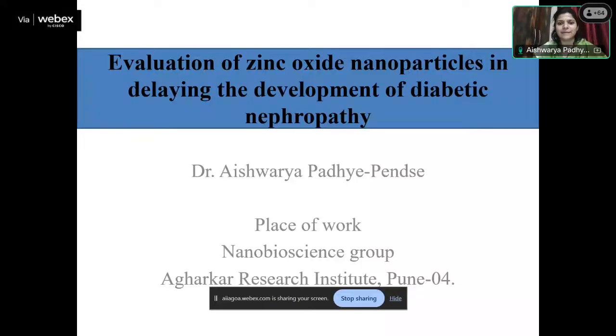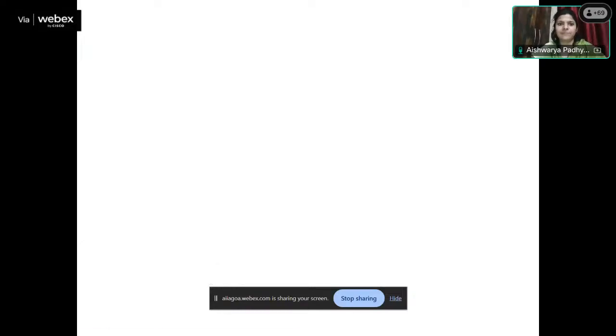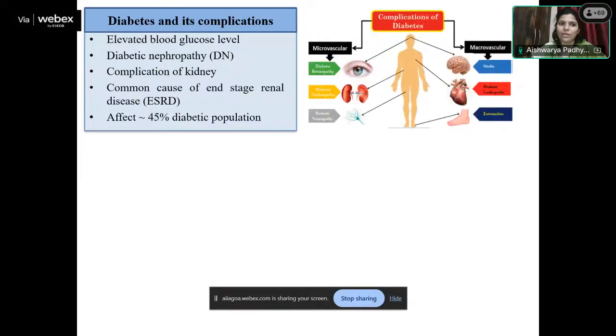I am Dr. Aishwarya Padhe Pense and currently working as a postdoctoral fellow with Dr. Supriya. And I completed my doctoral research from the Nanobioscience Group of Agarkar Research Institute, where my doctoral research topic was evaluation of zinc oxide nanoparticles in delaying the development of diabetic nephropathy. So, to begin with, we all know that diabetes is one of the metabolic disorders where there is elevated blood glucose, hyperglycemia, and when diabetes is prolonged, uncontrolled and poorly managed, it shows adverse effects on various organs of the body.